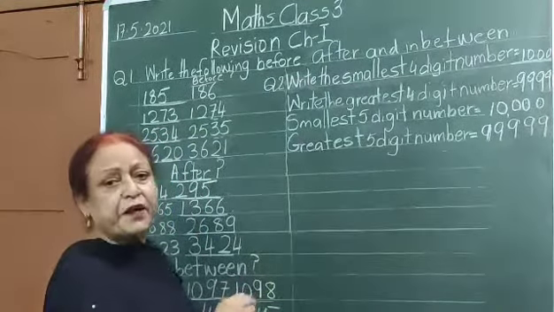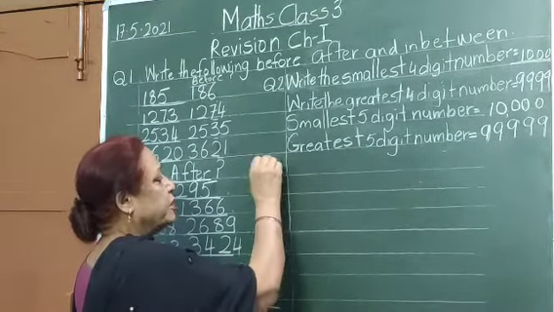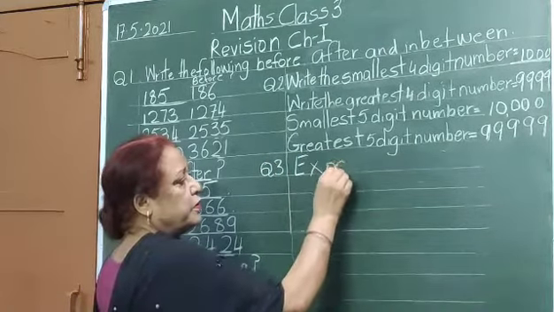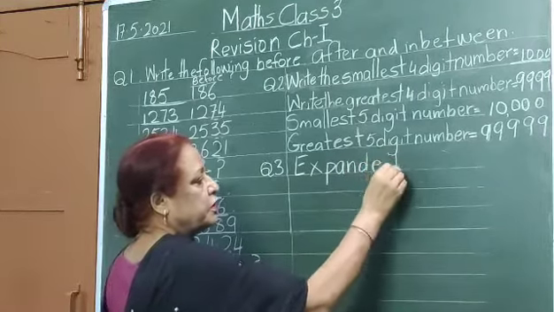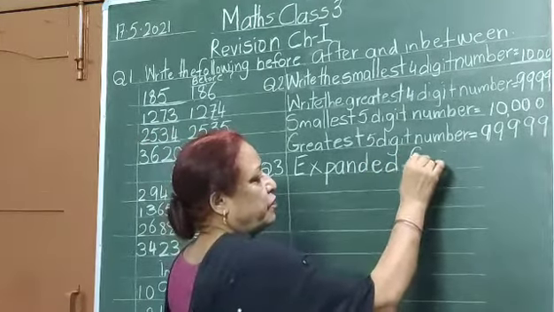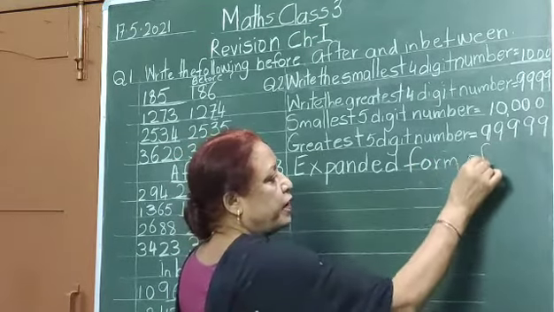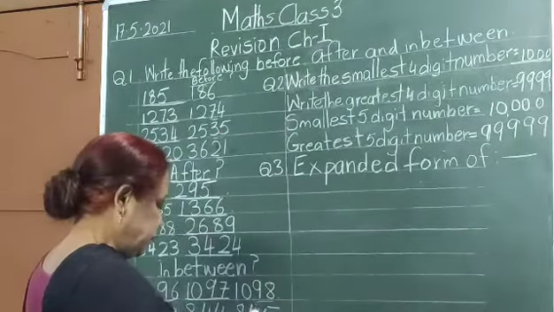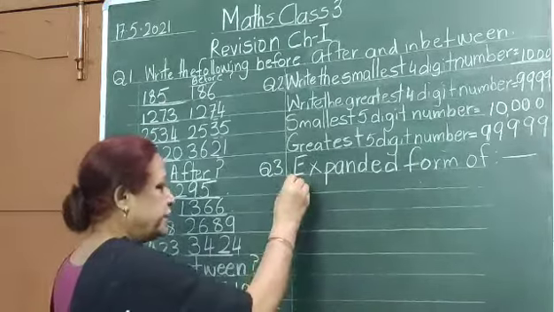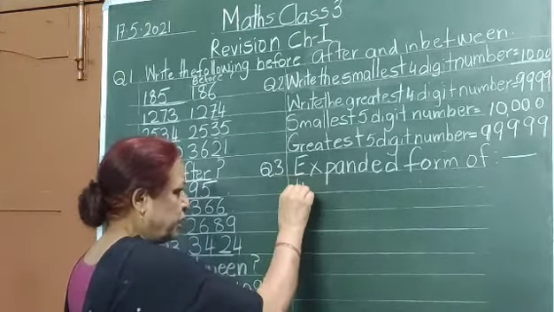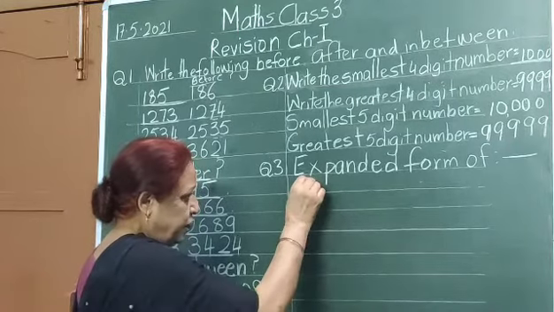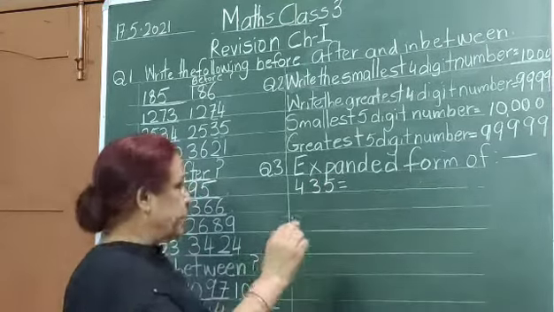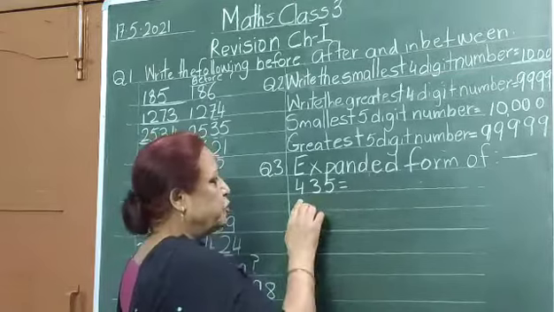Okay. Now, children, expanded form of. Question number 3. Expanded form of. Okay. Now we have to expand it like this. 435. How will you expand this? You will start reading.